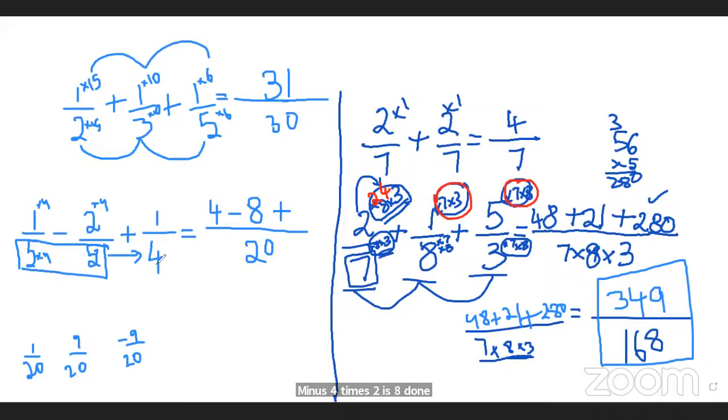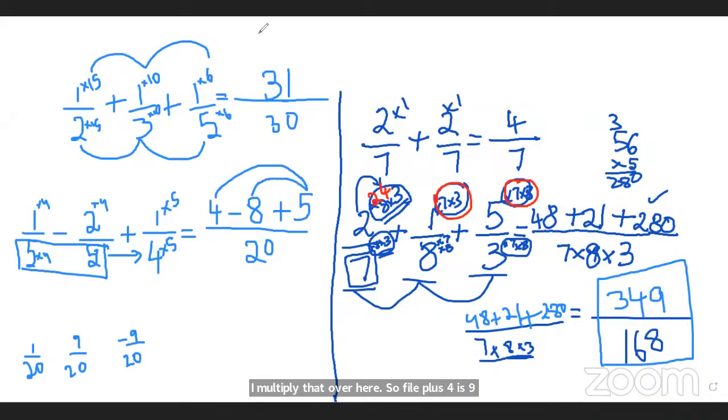Plus 4 times 5 is 20. So 4 times 1 times 5. Now multiply that over here. So 5 plus 4 is 9. 9 minus 8 is 1. Positive 1. So 1/20.